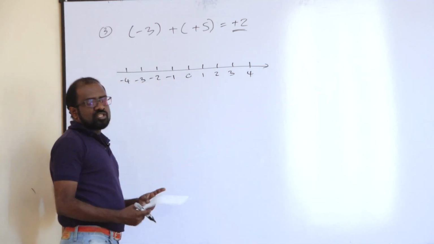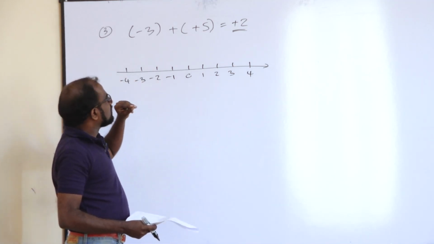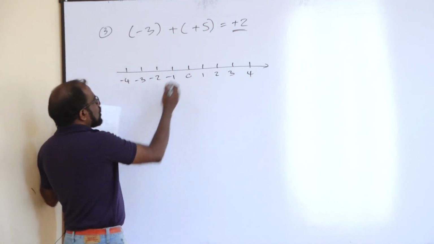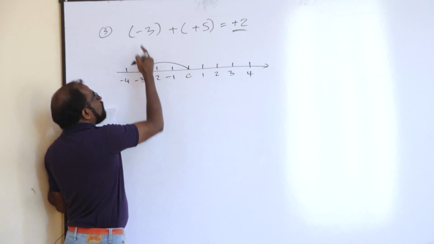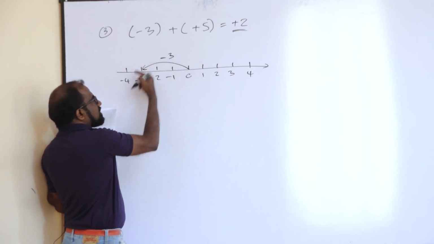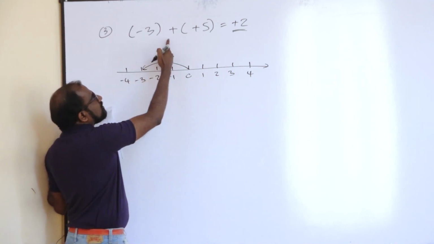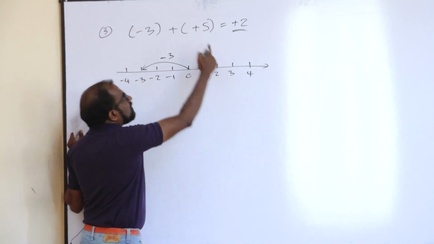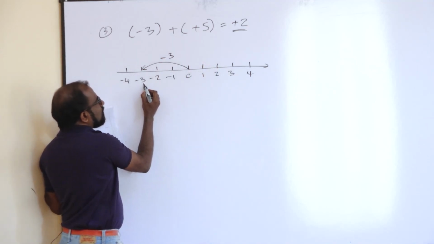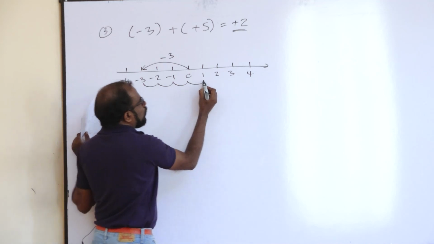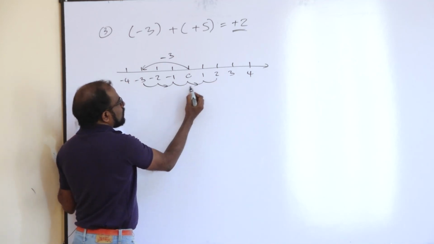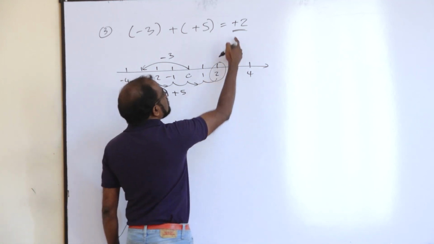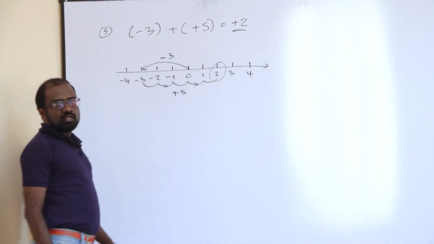How do we do addition and subtraction on a number line? Remember? Start from 0 and skip to the first number. We have to go to minus 3. Minus side 3. Then plus 5. Plus side, which side? For plus side, you have to go 5. From here, 1, 2, 3, 4, 5. For plus side, you come 5. What is the answer? Plus 2 is the answer.